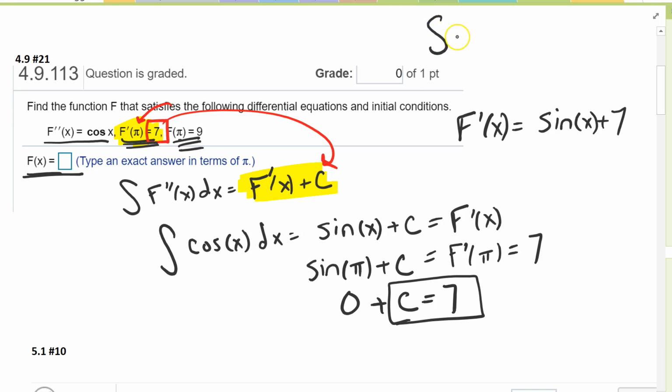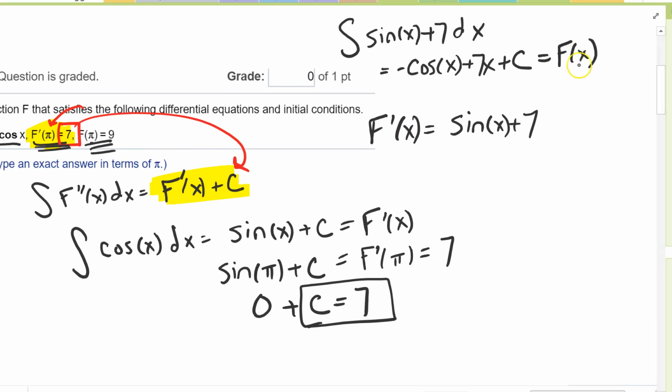So if I do this one more time, if I integrate sine of x plus 7 with respect to x, the integral of sine of x with respect to x would be minus cosine of x, plus 7x plus a constant. So now this is going to be f of x, but I'm going to use the last initial condition, where if I plug in f of pi, I'm going to get 9. So that gives me cosine of pi, which is minus 1, but I have a negative here, so I'm going to write minus minus 1, plus 7 pi plus c. And I want that to equal 9.